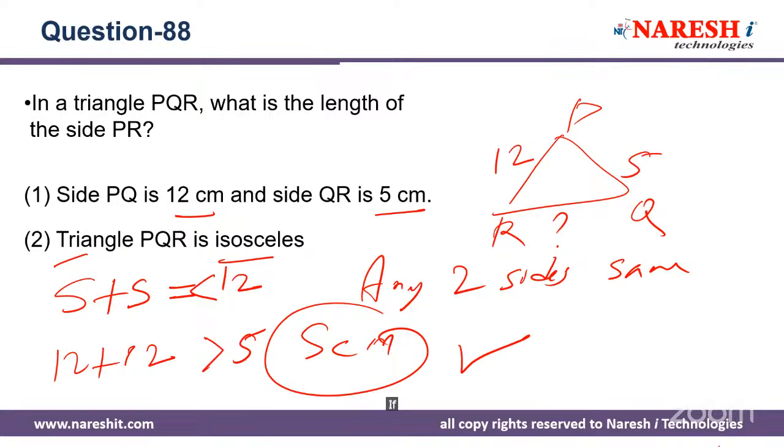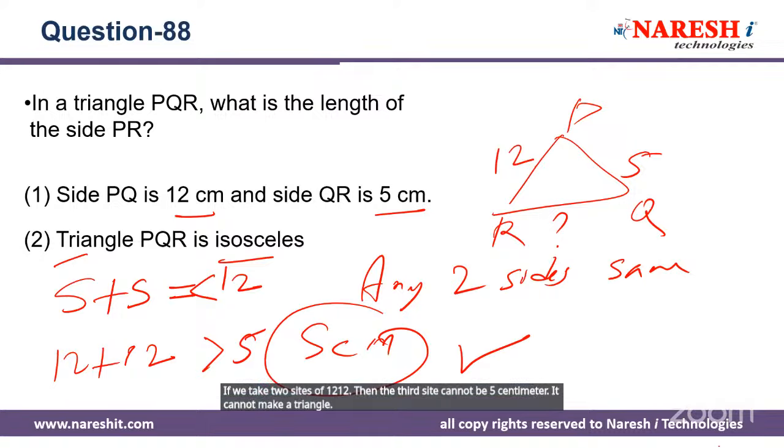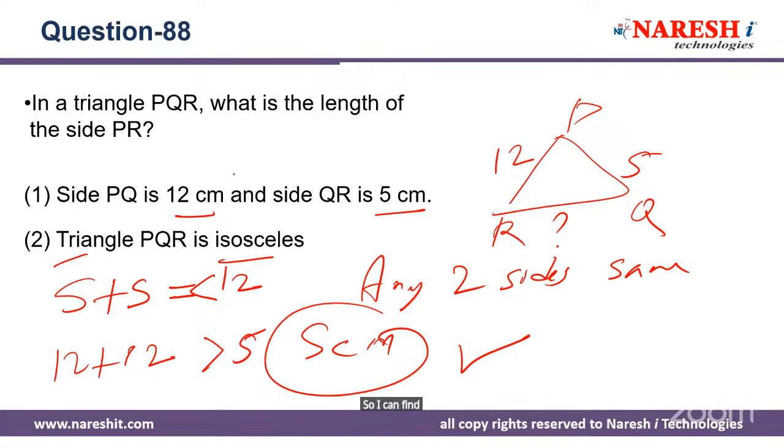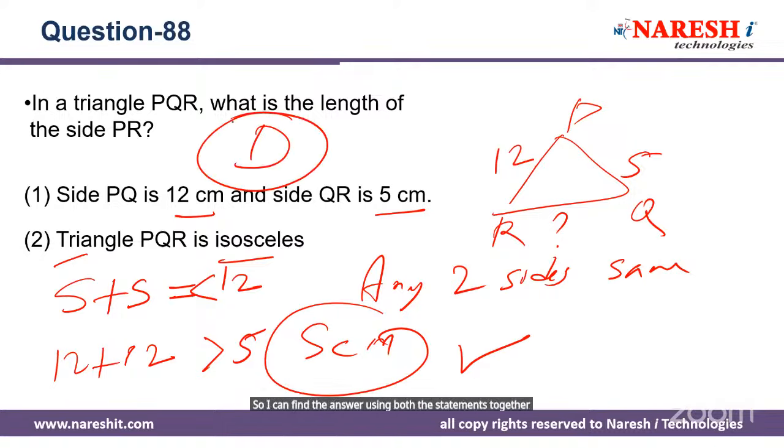If you take two sides of 12, 12, then the third side cannot be 5 centimeter. It cannot make a triangle. So I can find the answer using both the statements together only. So option D.